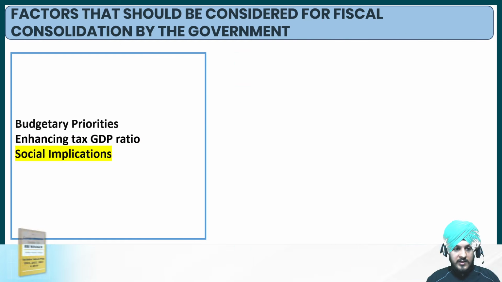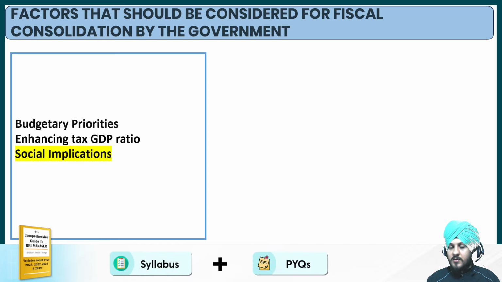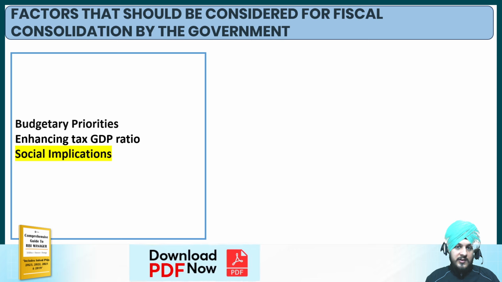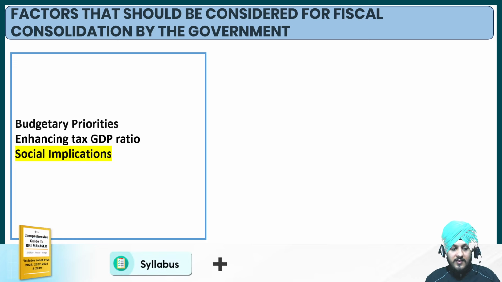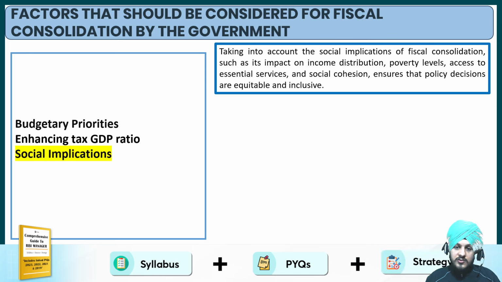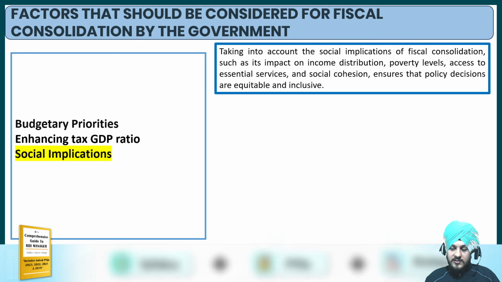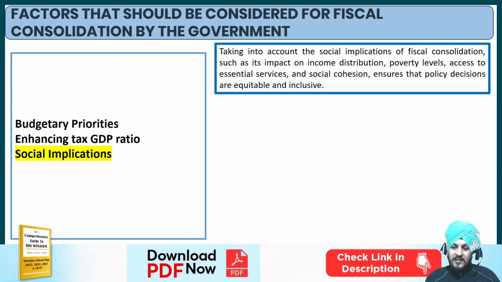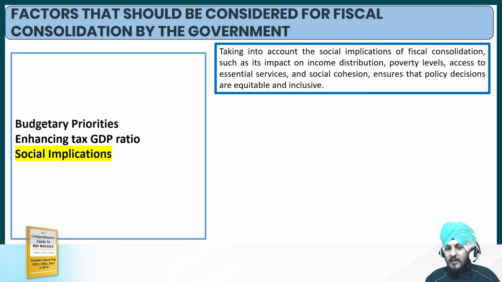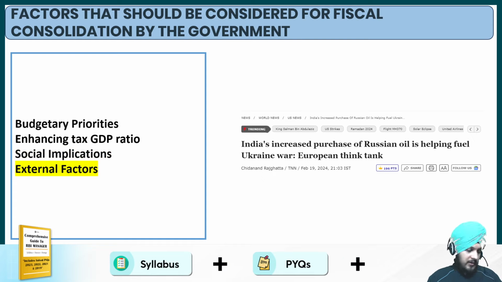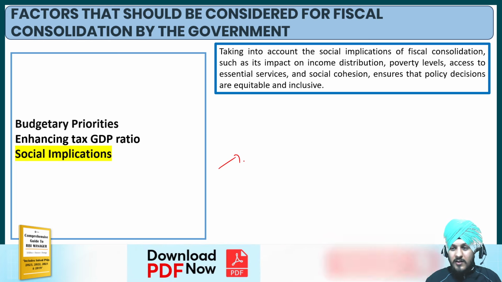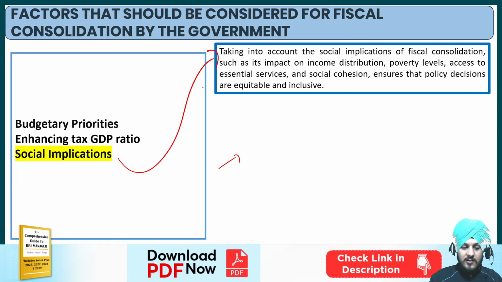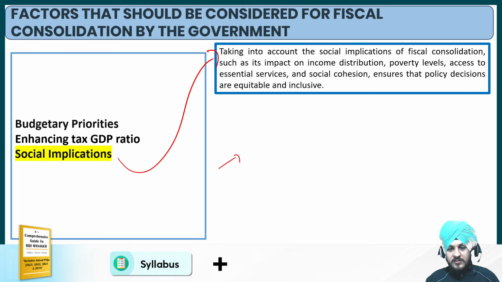Now, the next point is social implications. Of course, if the economy is under a huge fiscal deficit, it is going to have social implications also, such as increasing inequality and increasing poverty in the country. So the government should take into account the social implications also and take steps related to fiscal consolidation, such as equitable income distribution and reducing poverty levels, through schemes such as MGNREGA and Pradhan Mantri Jan Dhan Yojana, and all such schemes. You can write them in your examples. This will help to tackle the challenges related to the social implications in the economy.